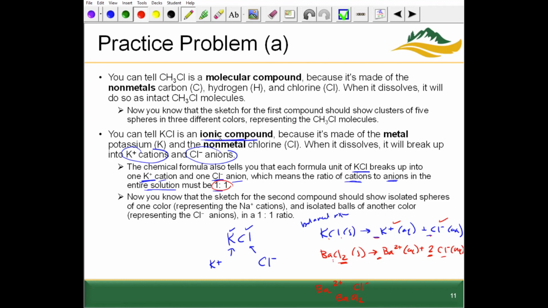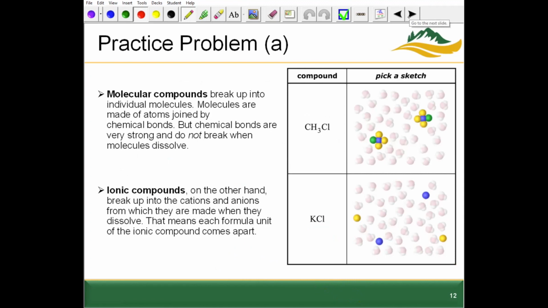Because this is an ionic compound, because it contains a metal and a nonmetal, and because it's a strong electrolyte, we're going to see K+ and Cl- ions present in a 1:1 ratio when dissolved in water. So this is definitely the right sketch here for KCl.